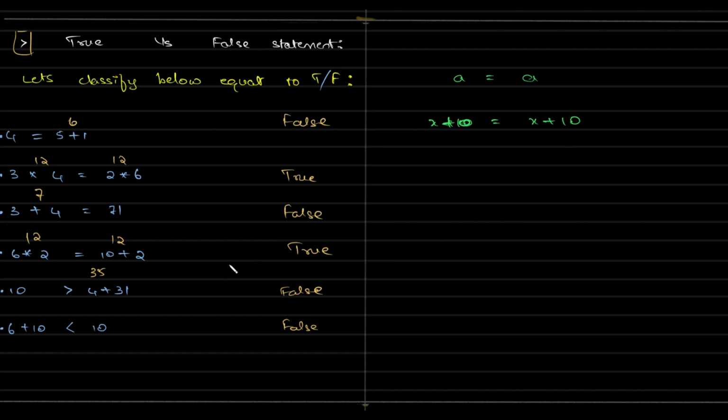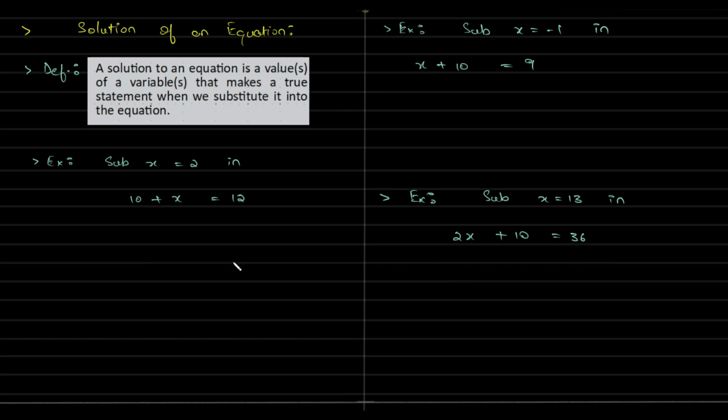So where do we use it? We use it in defining the word solution, in a solution of an equation. So how do you define solution? A solution to an equation is a value or values of a variable or variables that makes a true statement when we substitute it into the equation. Okay, so let me explain it with an example rather than just reading it out.